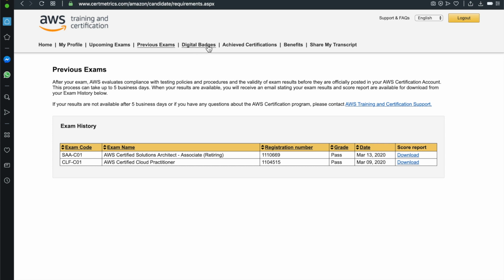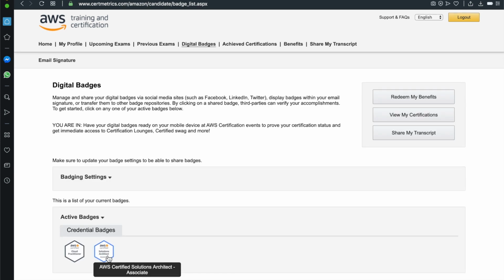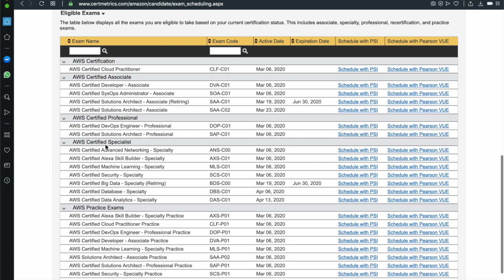this past Friday. Let me show you guys the digital badge, which is kind of cool. This is the one, AWS Certified Solutions Architect Associate. Here you can pick whichever one you are prepared for, that you are ready to schedule and go take it.